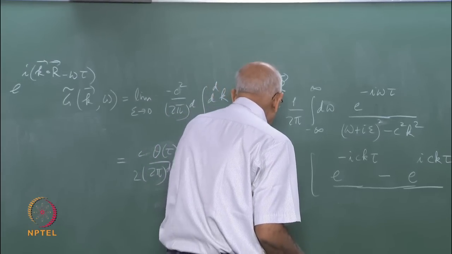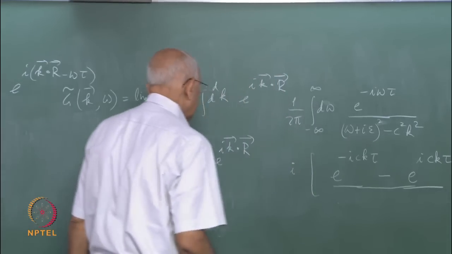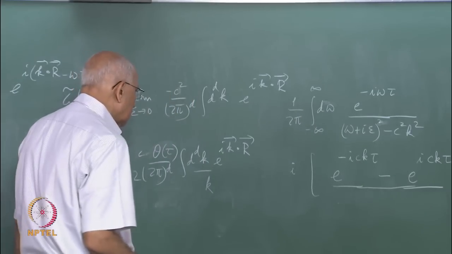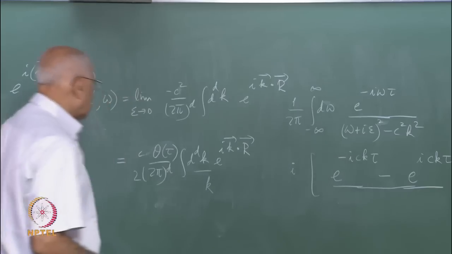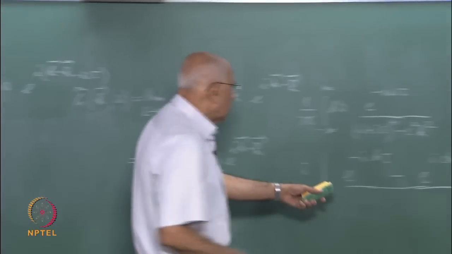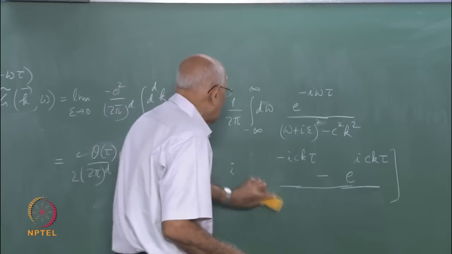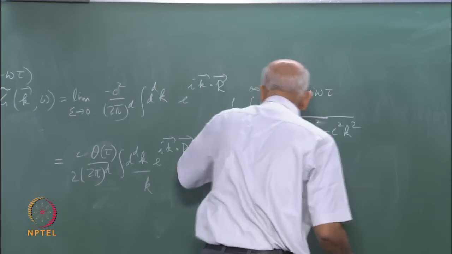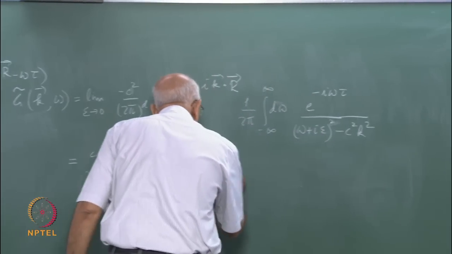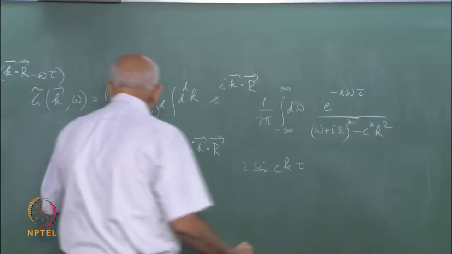Okay, and the 2 pi's go away, and there is an i here. That's it. I've taken all factors into account. But this fellow is minus 2i sine ck tau, right? So let's put that in. The i goes away, so 2 sine ck tau, and the 2 goes away.